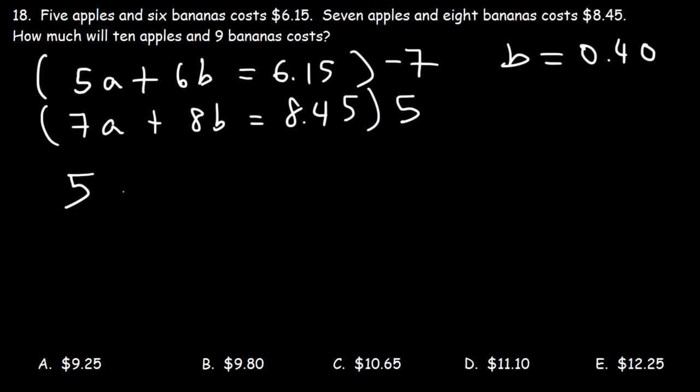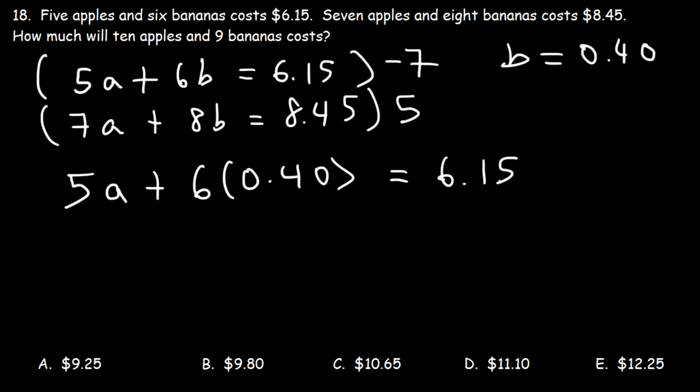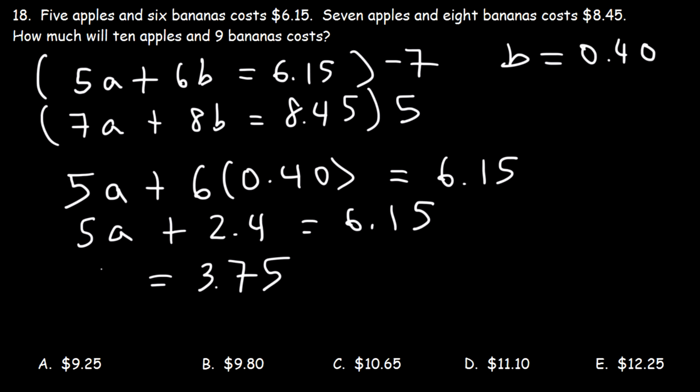So let's use the first equation, 5a plus 6b, but let's replace b with 40 cents, and that's equal to 6.15. 6 times 4 is 24, so 6 times 0.4 is 2.4. 6.15 minus 2.4, that's 3.75, and that's equal to 5a. So now we just got to divide both sides by 5. 3.75 divided by 5 is 0.75.